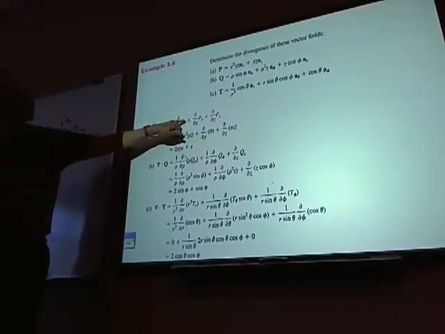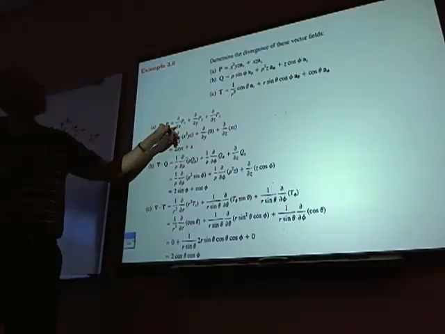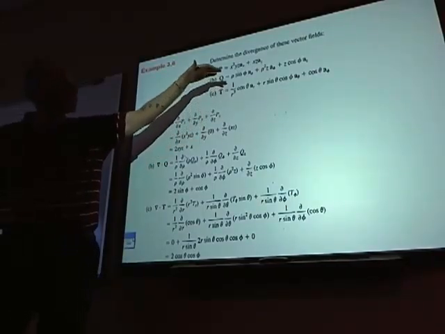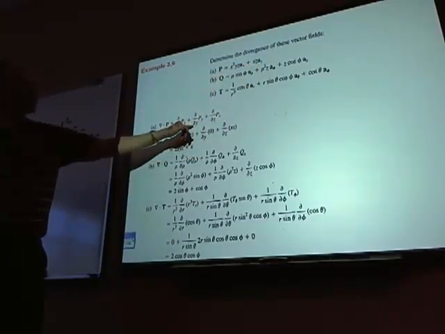You're just going to take the partial of your x term here with respect to x. What do you do with y and z? They are constants. Same thing here. You're going to take the derivative with respect to y, so you take the derivative of your y term, that term right there, with respect to y.